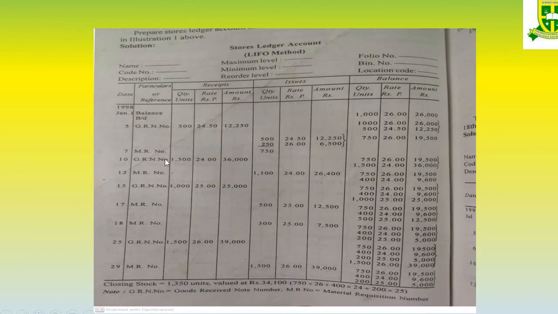So I am receiving material because I am purchasing. So I have to make an entry in the receipt side. GRN number. So how much you are receiving? 1500. What is the cost of it? 24. 1500 into 24, which is 36,000. So now I am adding, what is the balance already available? 750 units. So 750. Again, now I have purchased 1500 units, which cost is 24. So the value is 36,000. So the total value available.